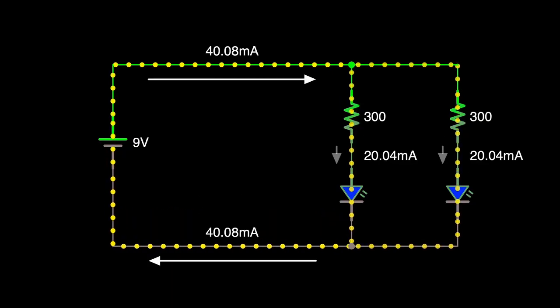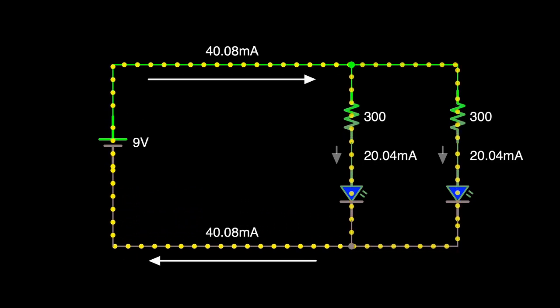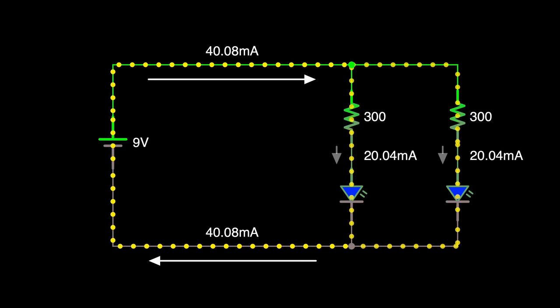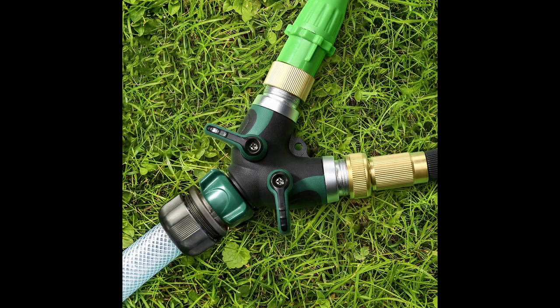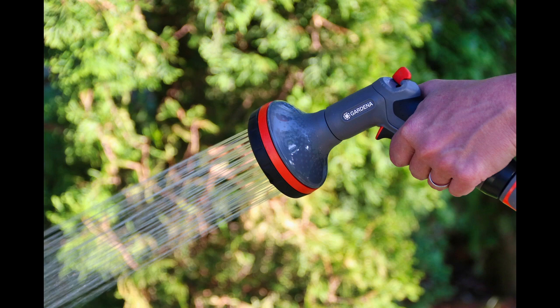But what about a parallel circuit? How does the current change in a parallel circuit? Is it the same like a series circuit? No, it changes depending on what components are connected. Right. So back to our garden hose. If you put a splitter on the hose and connected a sprinkler to one side and a spray nozzle to the other, what would happen?